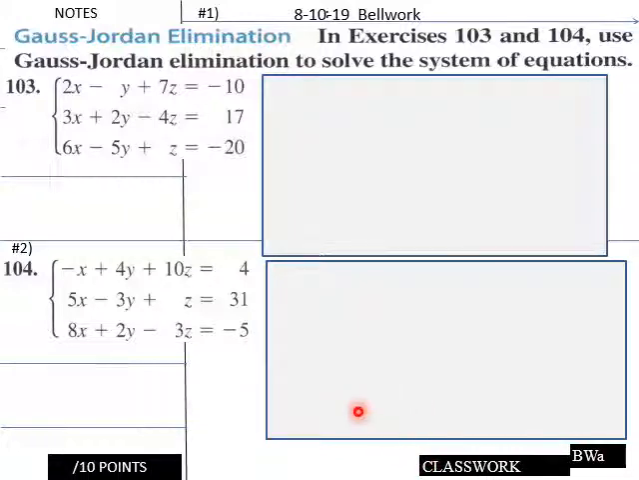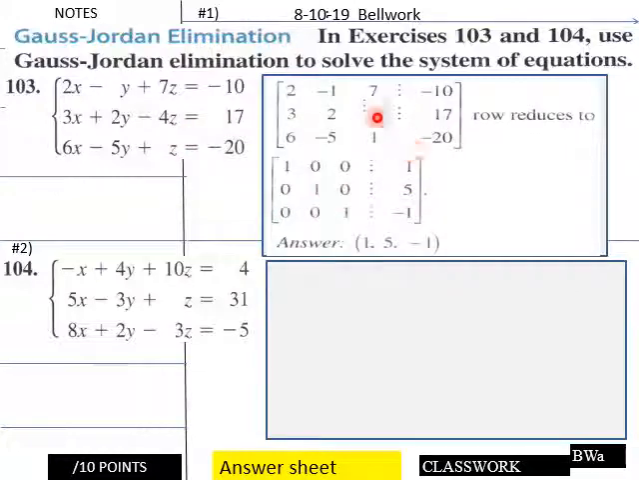Welcome back everybody for the solutions for today's bell work. For number 103 up here, we got a 3 by 3, and this row will reduce to this, and you should come up with your solution column of 1, 5, -1. Here is your reduced echelon form of Gauss-Jordan, and these work out to being 1, 5, and -1. Here's your ordered triplet for this matrix.